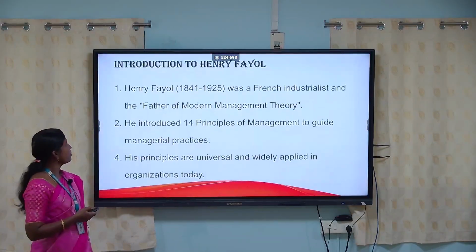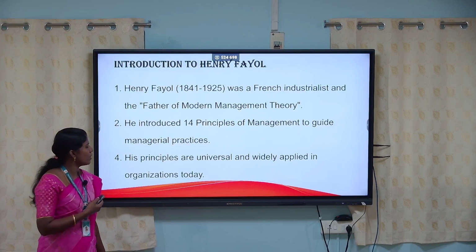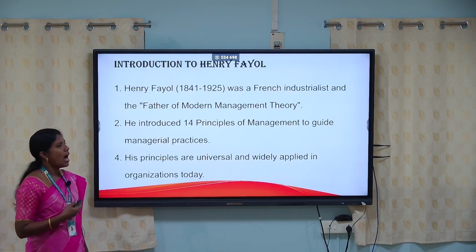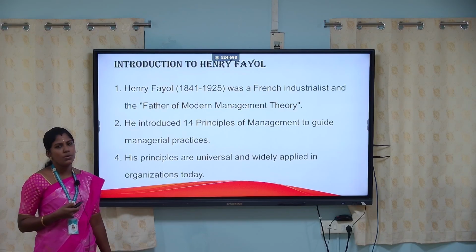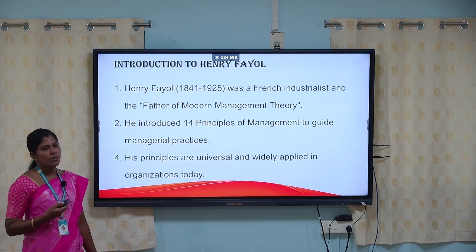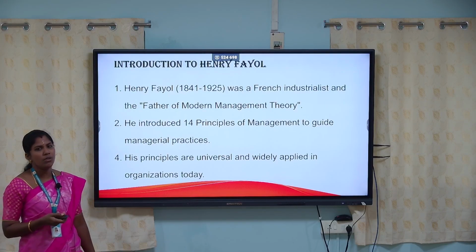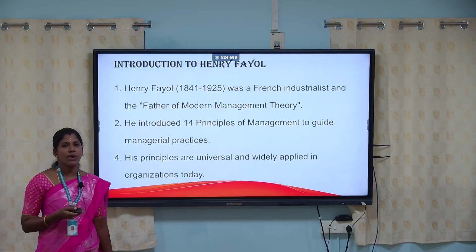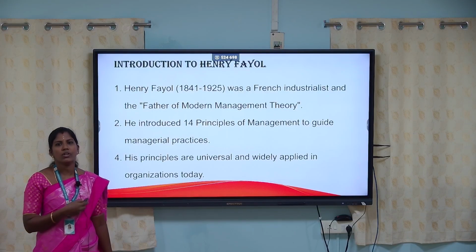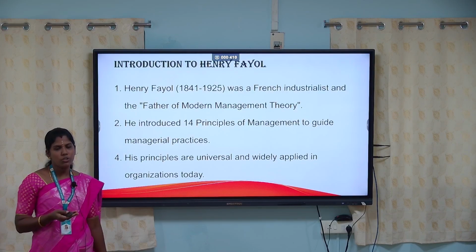Then the next one is introduction to Henry Fayol. Henry Fayol, 1841 to 1925, was a French industrialist and the father of modern management theory. And the next point is he introduced 14 principles of management to guide managerial practices. And the third point is every principle is very universal and widely applied in organizations today. Nowadays, every organization is following these 14 principles. Without these principles, it is very difficult to run a business or government sector.